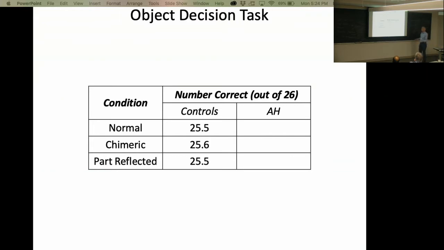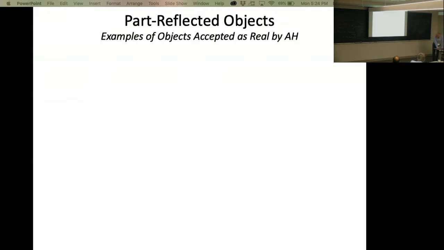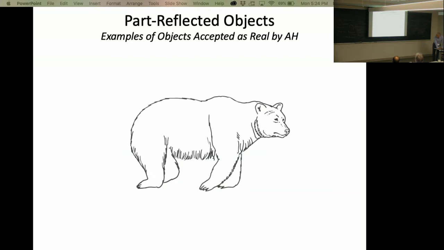They did just fine on all of these. AH got all of the normal ones right. She said they were fine. She correctly rejected all the chimeric ones. She said, no, those are not right. Yet for the ones with reflected parts, she only detected a problem with 13 out of 26. And here are a few examples of objects she thought were just fine.